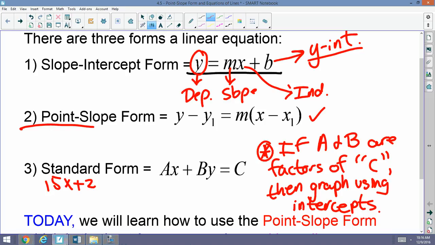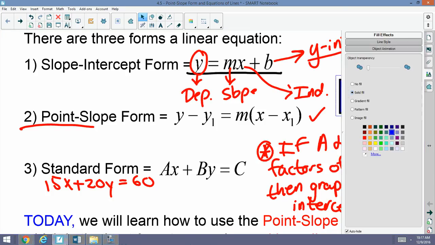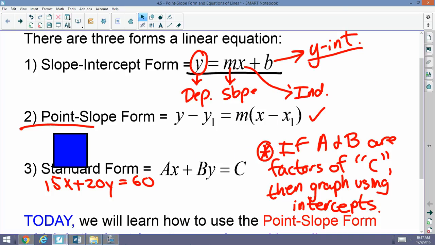15x plus, let's say, 20y equals 60. You may think that's extremely difficult, but actually, if you think about this, hold on, let me get a little square here so I can show you guys what I'm talking about. Okay. So, why this is so important is as follows. If I have this in standard form and I have my a and my b as factors of c, I can find my intercepts really, really easily.